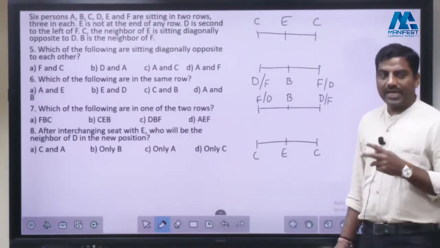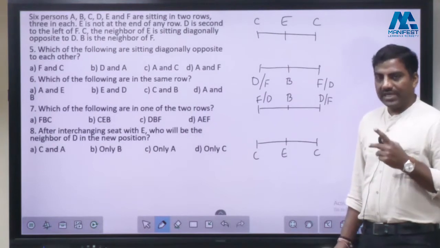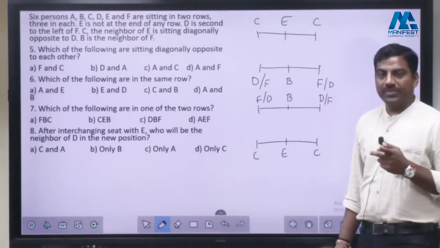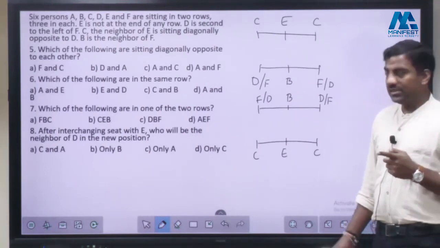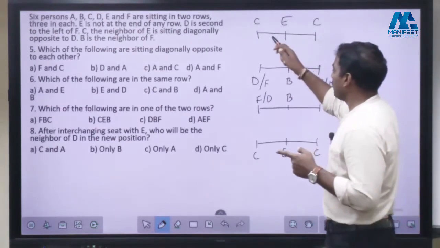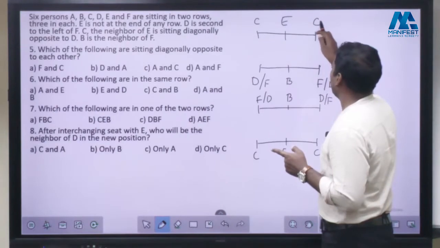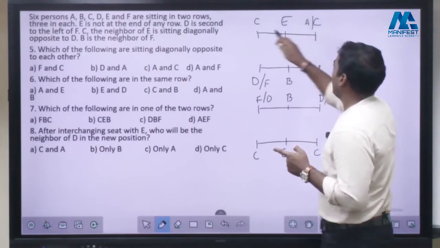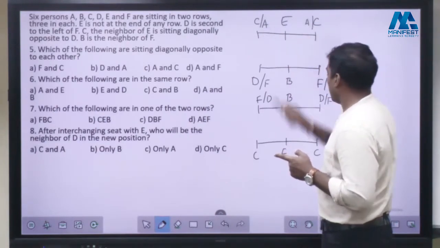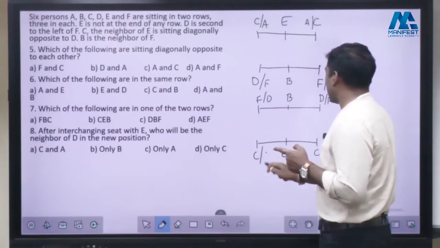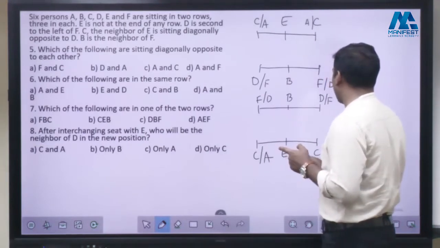D and F are at one extreme of a single line. Now, C and A should be extremes of a single line. So, if C comes here, D will come here, F will come here. So A would come here, or A would come here.